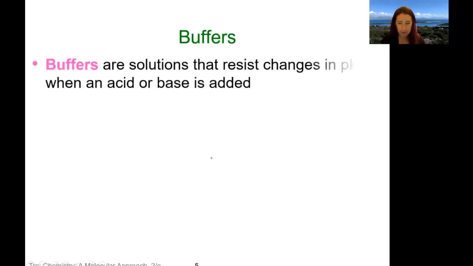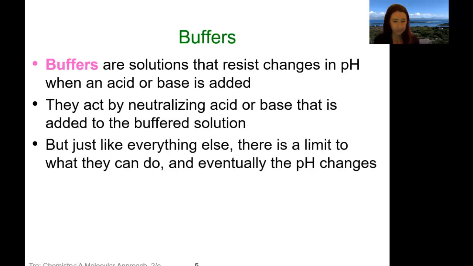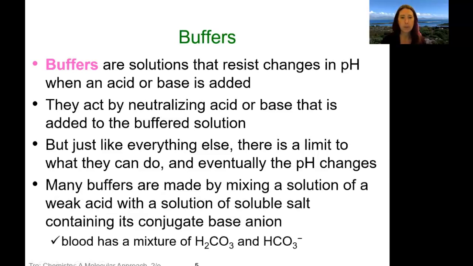So we're going to look at buffers, and then we're going to figure out how to do pHs of buffers. So that's sort of what we're going to be doing today. So what is a buffer? A buffer is something that resists changes in pH when you add an acid or a base to it. So what they do is they neutralize the acid or the base that we add. But buffers are limited. We can overcome them. We won't get to the part where we overcome buffers today, but on Monday we'll definitely overcome buffers.